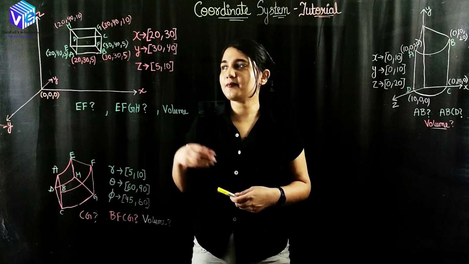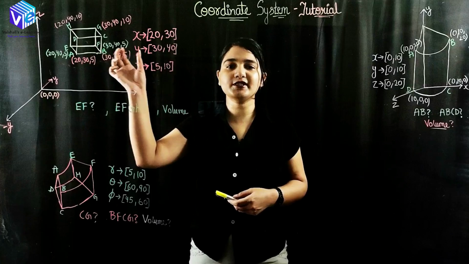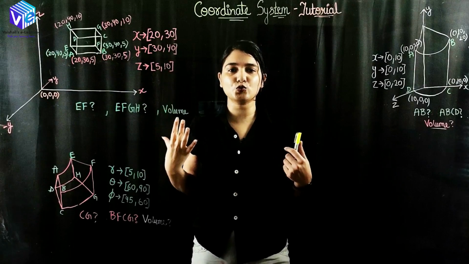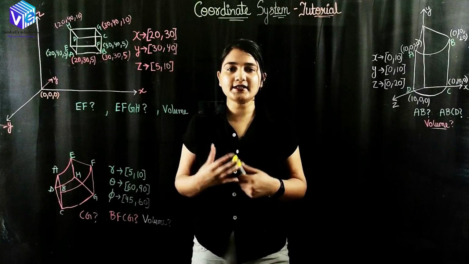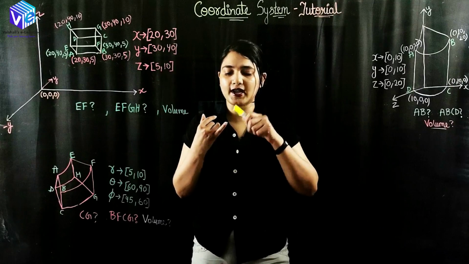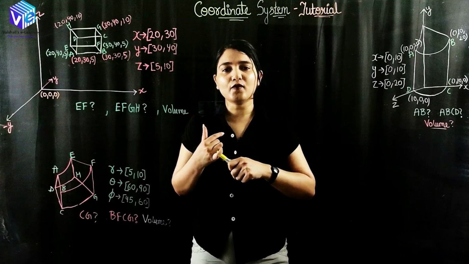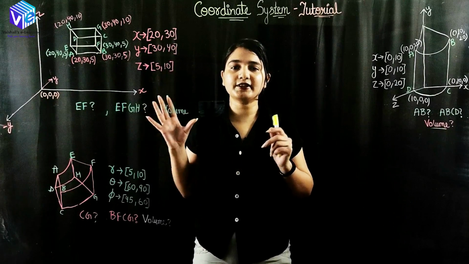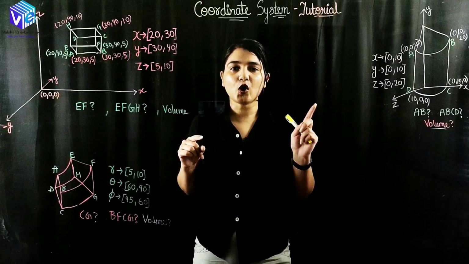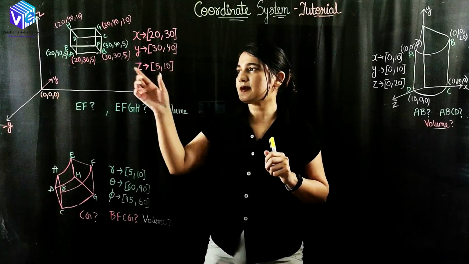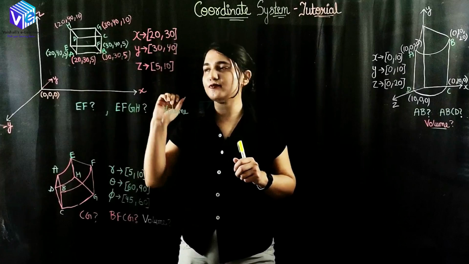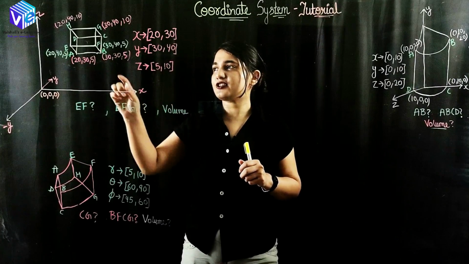Okay, so if I have a particular object, with the help of the symmetry of the object I will be choosing a particular coordinate system and I will be finding out the area, the length and the volume of the particular object with the help of the given coordinate system. Okay, so let's begin with the first object. Here our object is ABCDEFGH. This is our object.